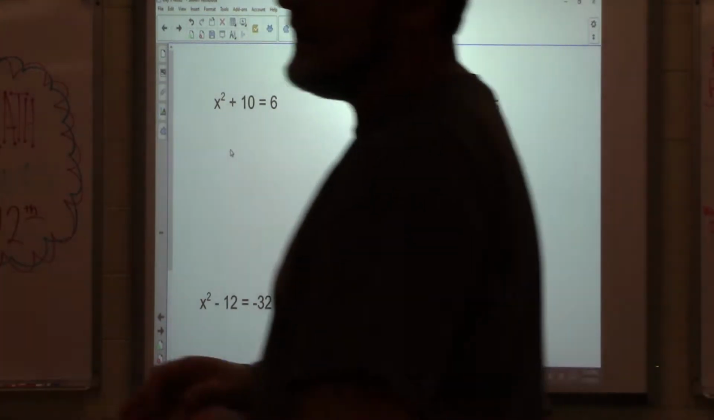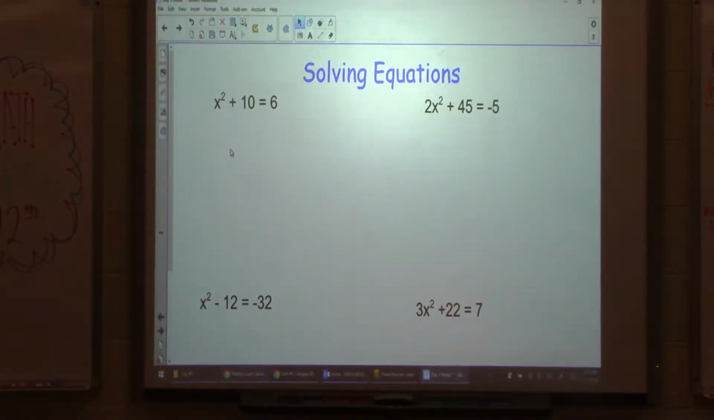Alright, when we were talking on day one, we were simplifying things. We did like square root of -4, right? It came out to 2i. When you are solving, however, we're going to solve where you should get two answers. Right? So let's look at the first one.